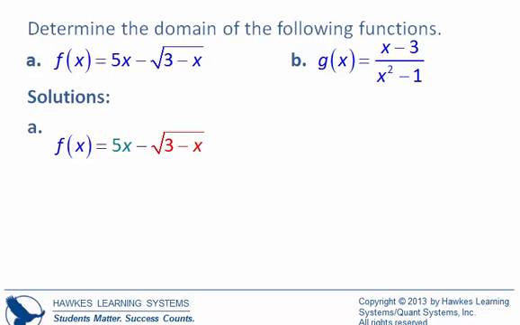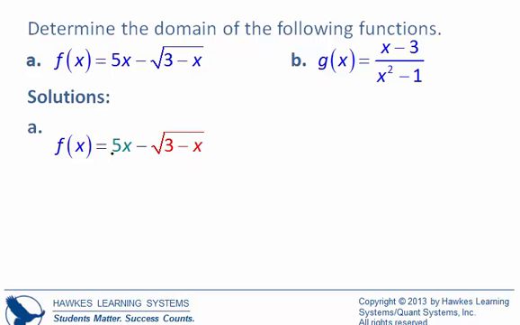So let's think about potential problems for part A. Part A says f of x is equal to 5x minus the square root of 3 minus x. Now I know that the 5x is not going to be an issue because I can plug any number in for x and get a number out for y. There should be no restrictions on what I can plug into the 5x. However, the square root of 3 minus x could potentially be a problem.